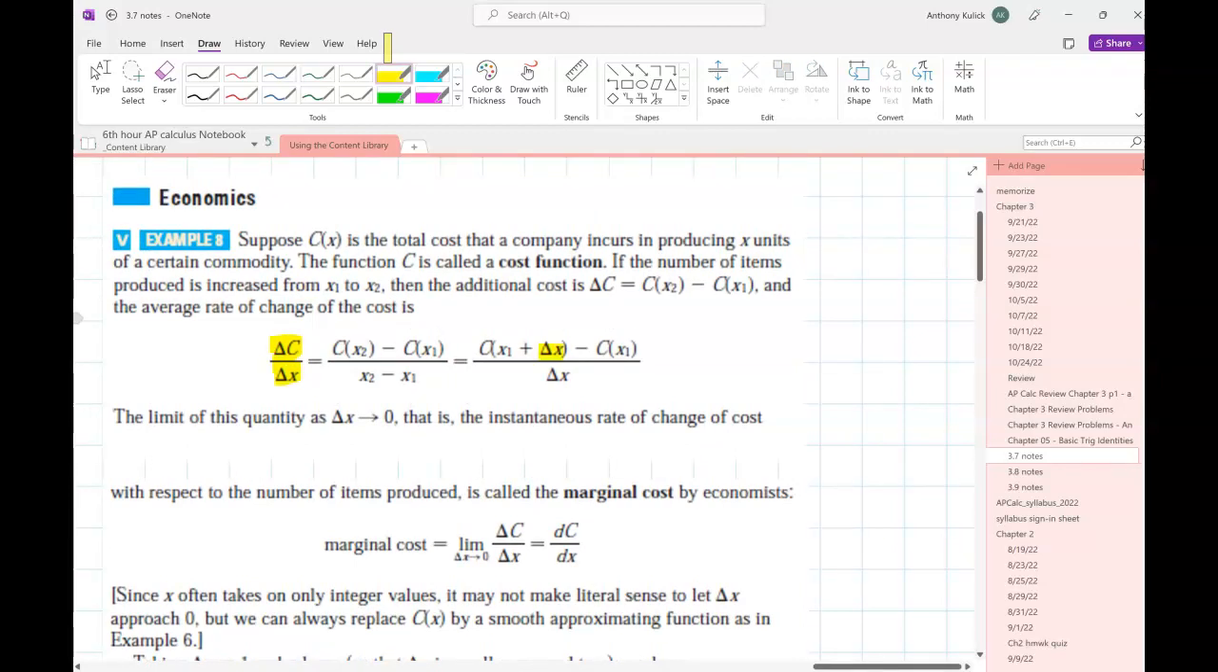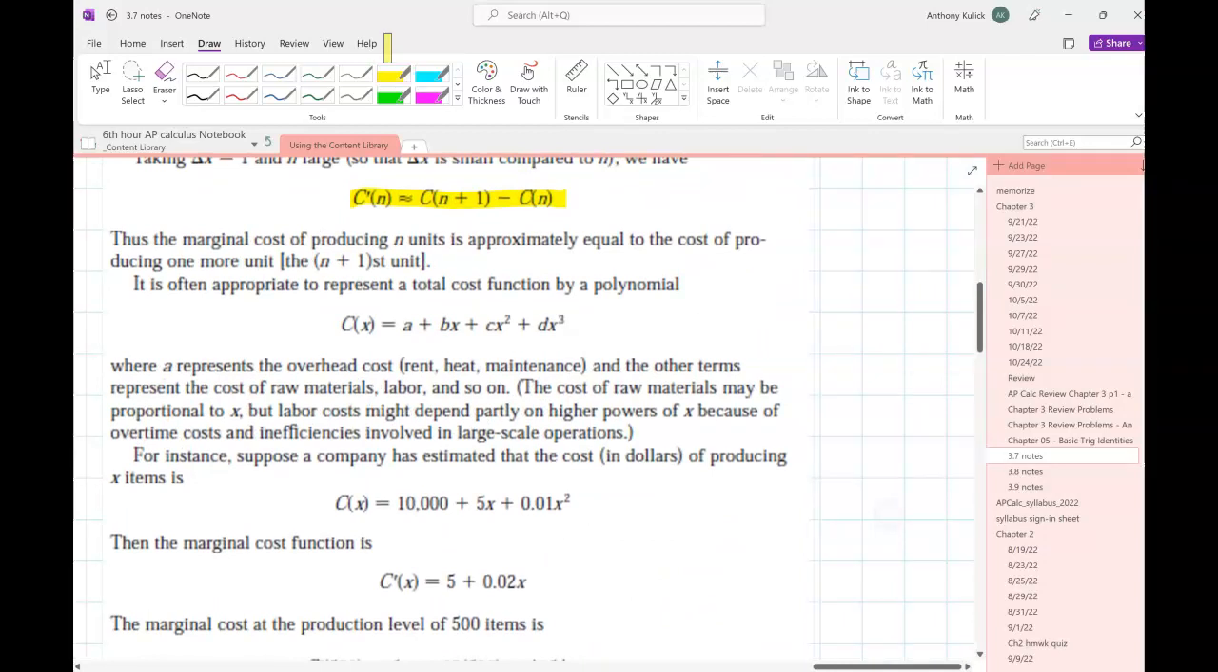It's the average, or we've just filled in delta X to be 1. That's all it is. So if that number of units produced is big enough, then the average marginal cost approximates the instantaneous marginal cost. That's all we're saying. Everybody's okay with that? Okay. Thus, the marginal cost of producing n units is approximately equal to the cost of producing one more additional unit.